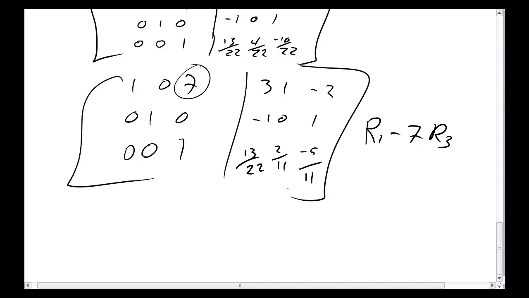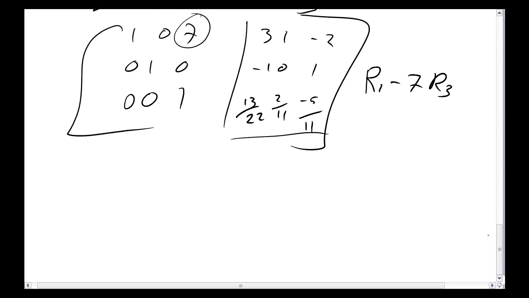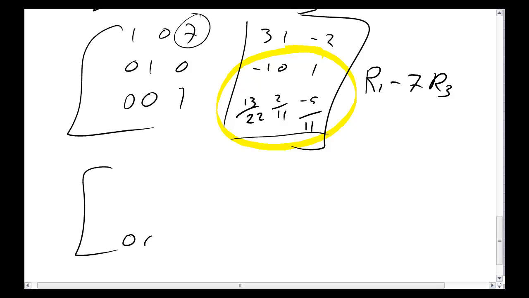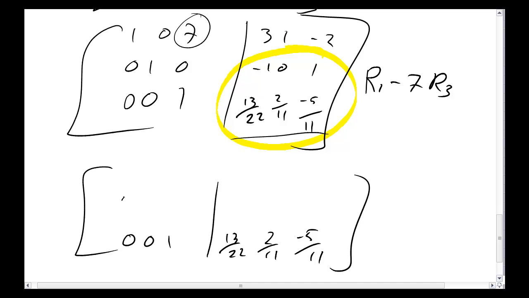I've saved this till the very end because I've got all these fractions here, and that's going to make this just a bit messy. Notice at this point, all of this is already part of my inverse matrix. The bottom row is going to stay the same: 13 over 22, 2 over 11, negative 5 over 11. My middle row is going to stay the same. It's my top row that's going to change. Notice when I'm subtracting row 3, there are these zeros here, so it's going to stay 1, 0, and 7 minus 7 times 1 gives me 0.